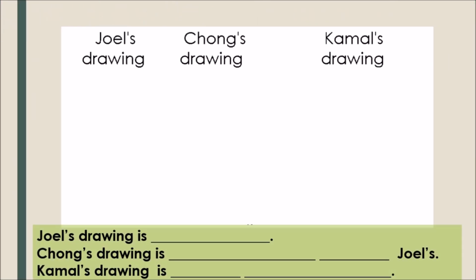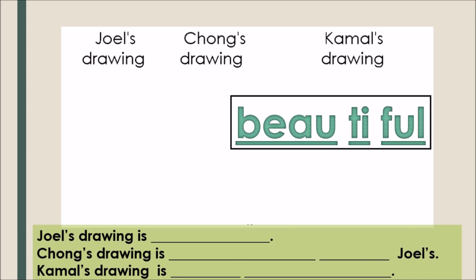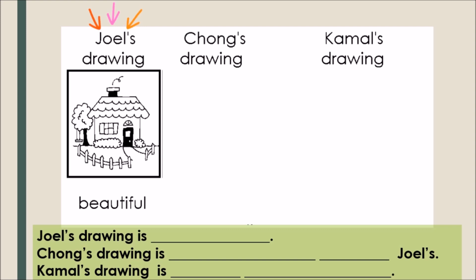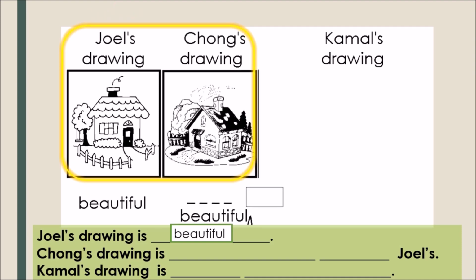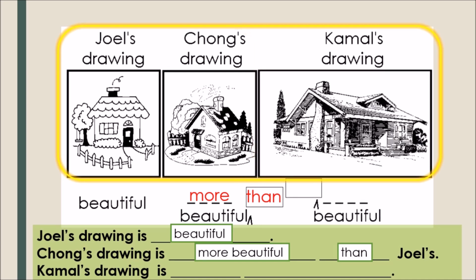Now, let's look at how we use three-syllable adjectives in writing sentences to make comparison. Here, we are comparing three drawings to see which one is more beautiful. We will start with Joel's drawing. Joel's drawing is beautiful. When we compare Joel's drawing with Chang's, turn out that Chang's drawing is more beautiful than Joel's. Next, let's look at all three drawings. We can see that Gamal's drawing is more beautiful than Joel's and Chang's. So, Gamal's drawing is the most beautiful.